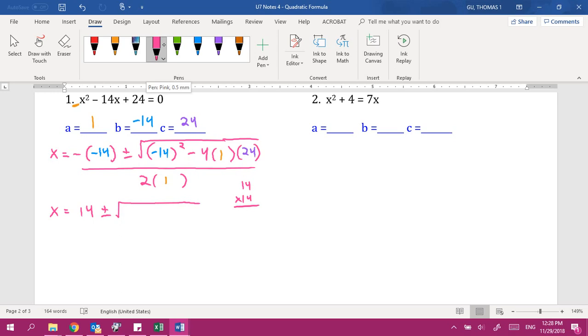Like this. 4 times 4 is 16. It is 196. So even if you do it like this, the original is 196. So 196, and then what is negative 4 times 1 times 24? Negative 4 times 1 times 24, right? What is that? Negative 4 times 24, which is what? So if I do 24 times 4, that's 96. Negative 96. So we're going to put negative 96 right there, minus 96, over what? 2. Over 2.